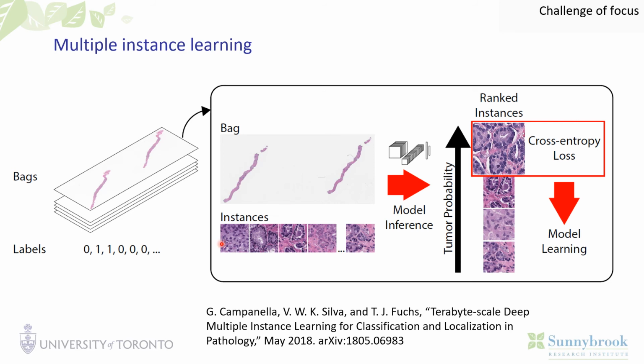So what you do is you take your instances, you feed them through the model, and then you rank them in order of probability of tumour. Then you take the top ranked instances and use that to generate your cross entropy loss, where you use as the label the whole slide label, and then you use that to train your image.